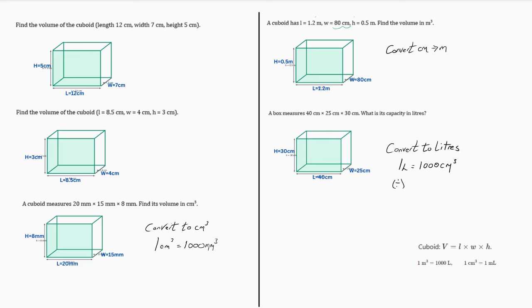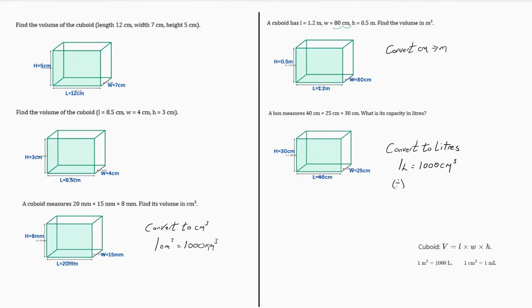Hi guys, this is finding the volume of cuboids. A cuboid is a 3D shape and we'll end up with a unit of a cube at the end. So centimetre cubed, metre cubed, it goes on and on and on. So find the volume of the cuboid 12, 7 and 5 centimetres.